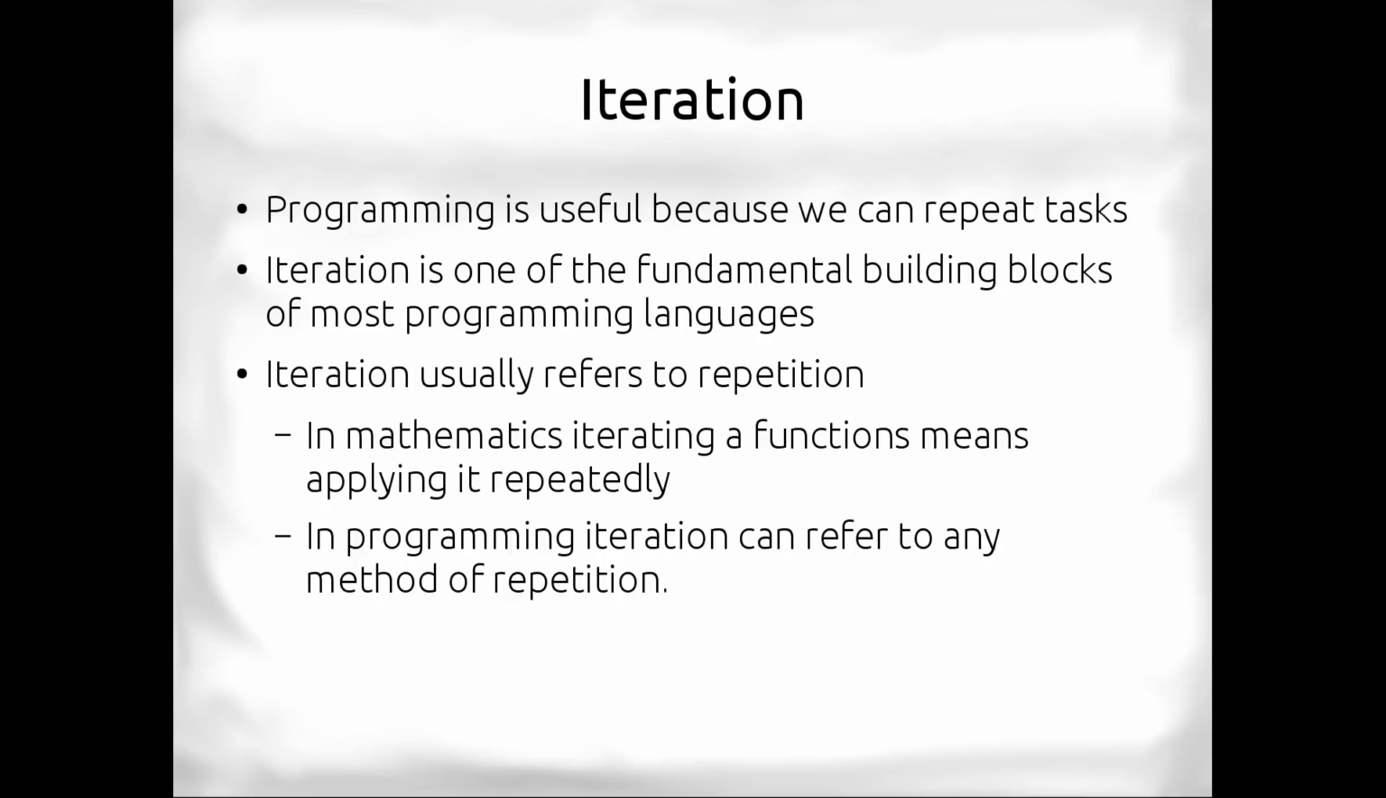So, what is iteration? Iteration is useful because it means that we can repeat tasks. Programming is useful because we can iterate. Iteration is one of the fundamental building blocks of most programming languages, and most programming languages that don't have iteration are annoying programming languages to use. We don't like using them. Iteration usually refers to repetition. In mathematics, iterating a function means to apply it repeatedly, whereas in programming, iteration can refer to any kind of method of repetition. So today I'm going to go over iteration in Go.